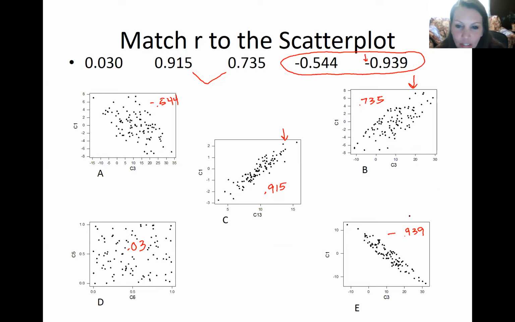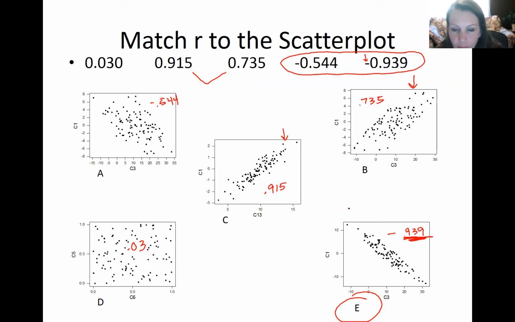All right, so the correct answer is E. E has the strongest. Sometimes this can be a little bit tricky because I think sometimes people see the negative and they think weak. Remember, it's the closer you are to -1 or +1. The sign just indicates the direction. The value indicates the strength here.